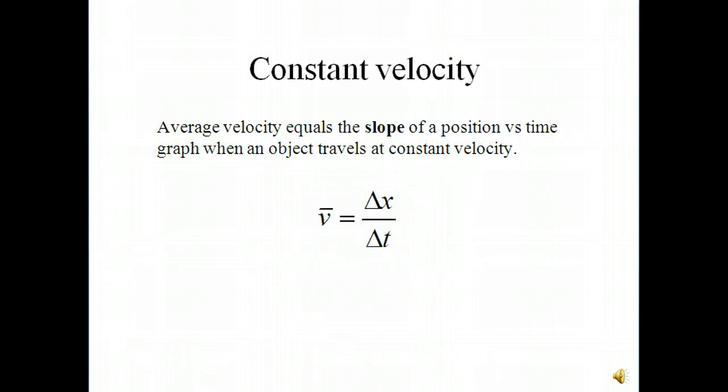Okay, today we're going to derive the kinematic equations. For constant velocity, the average velocity equals the slope of a position versus time graph when the object travels at constant velocity. As you can see in the picture, the slide, average velocity is v bar equals delta x, change of position or displacement, which is the rise, over the time interval delta t, which is the run. So it's the slope of the graph, rise over run, rise being displacement, run being the time interval.